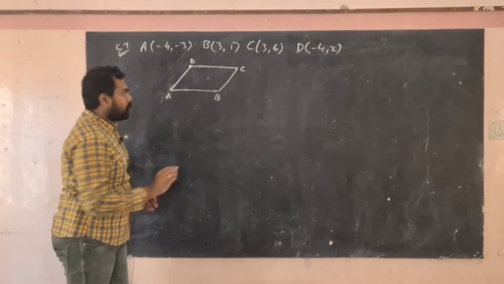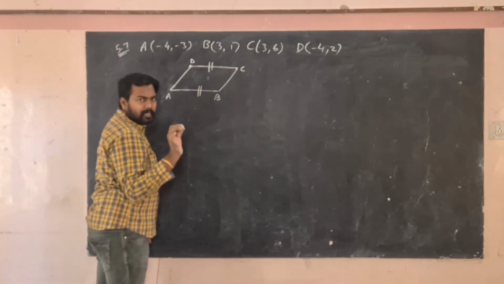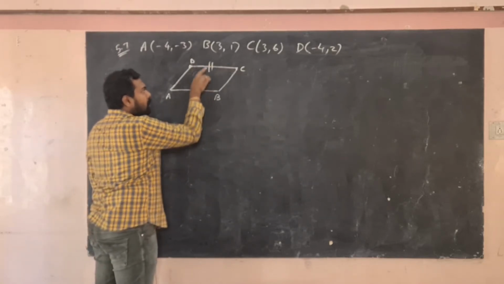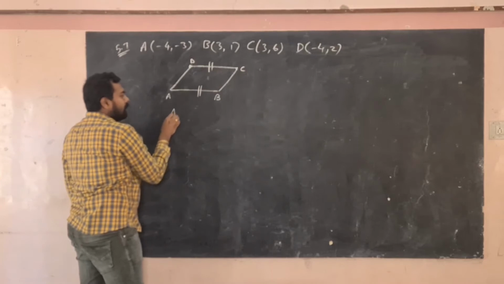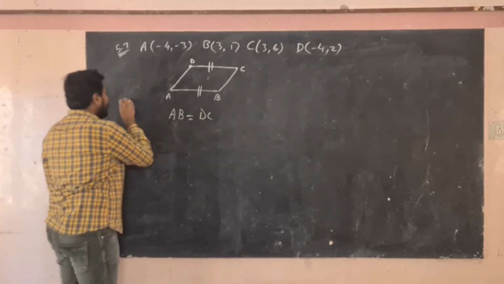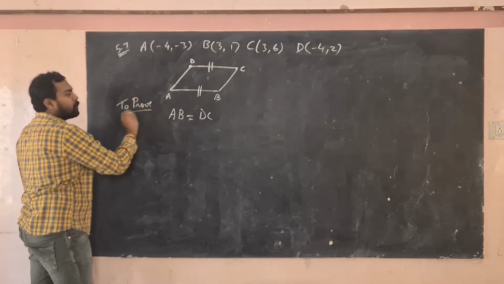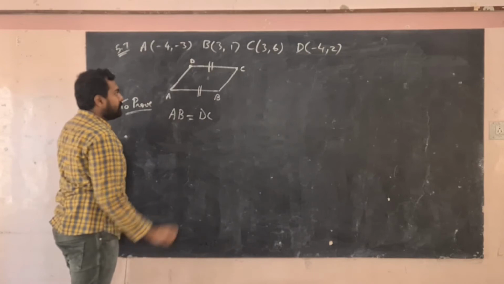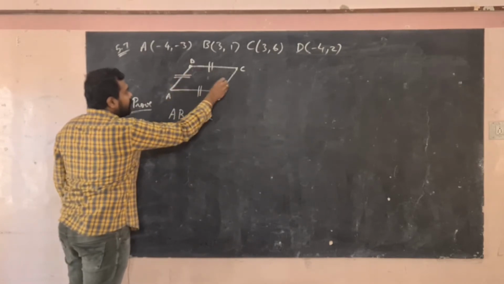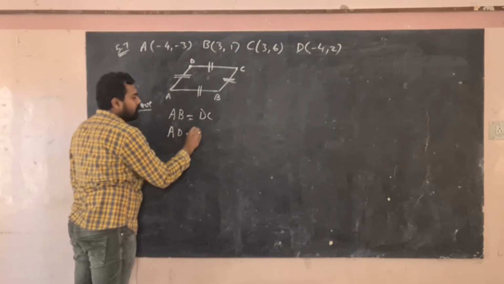So what do we have to prove? Opposite sides are equal. In order to prove that it is a parallelogram, we have to prove opposite sides are equal. We have to prove AB is equal to DC. So I am going to write: to prove AB equal to DC. The other thing we have to prove is AD is equal to BC.